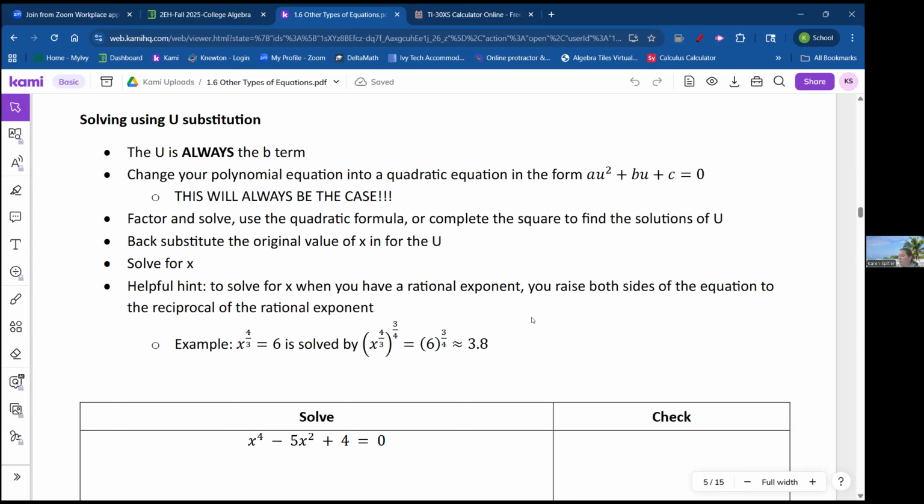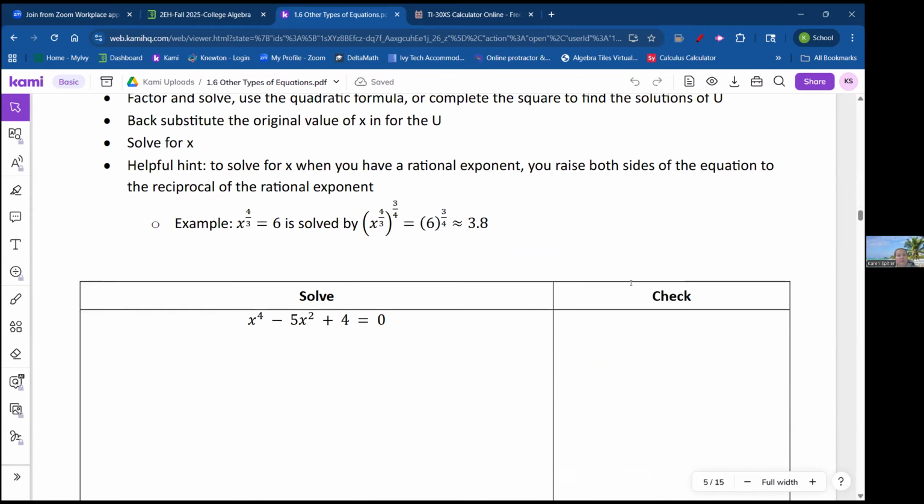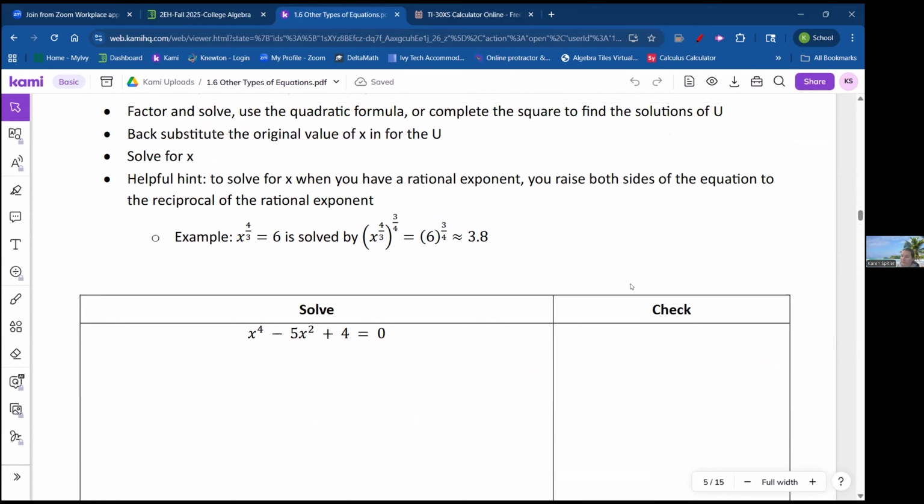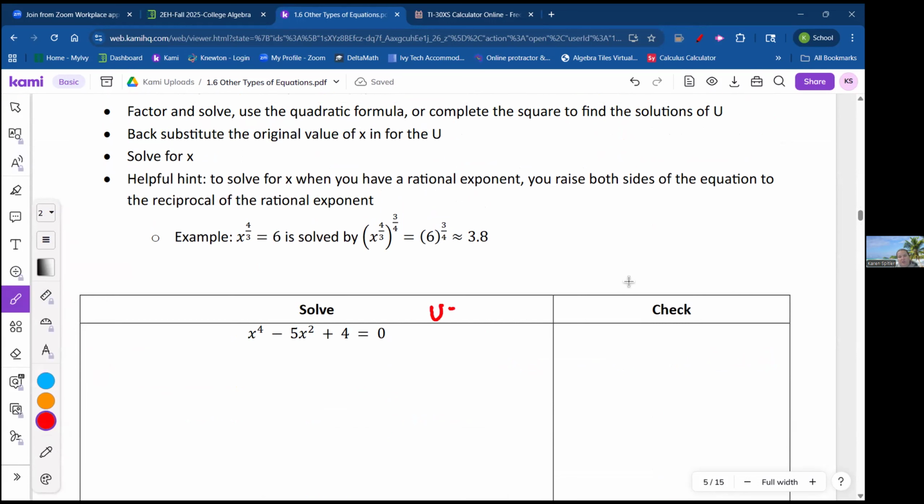So those are your directions for solving with U substitution. So let's actually do U substitution. Okay. So first things first, the first step says the U is always the B term. Well, B is x squared. So that means U is x squared. So in this case, U is equal to x squared.